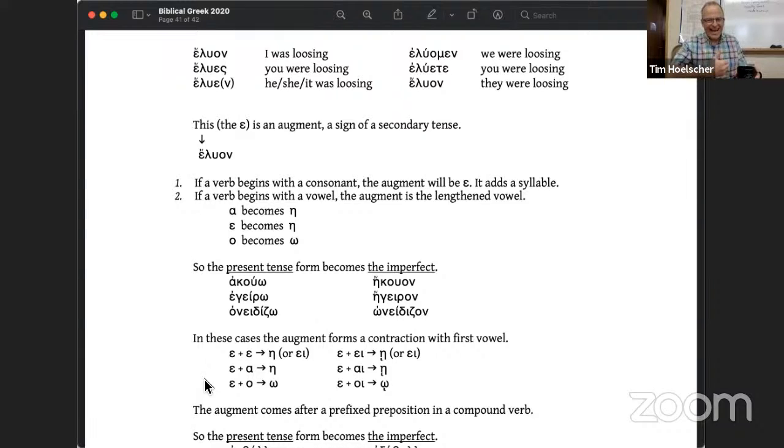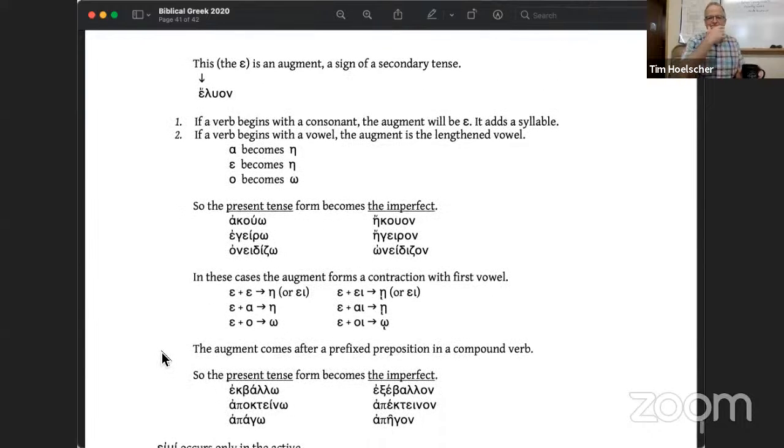So akouo becomes akouon, egeiro becomes egeiron. If you read through your Bible, egeiro is to raise. So if you look at passages on the resurrection, a lot of times writers are speaking of it in the past, and so it's going to be common to see egeiro probably as much as you're going to see egeiron. Oneidizo, to insult or ridicule, is going to become oneidizon. You're going to have to really emphasize the a versus the o when you're pronouncing those. Any questions at this point?